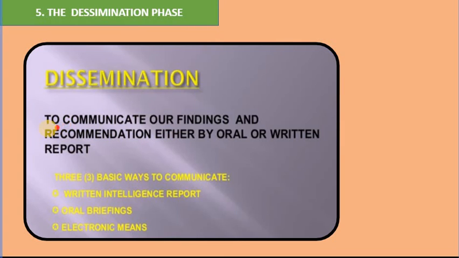Ayan. So, dissemination means to communicate our findings and recommendation either by oral or written report. So, there are 3 ways to communicate. Sabi nga niya, is either written intelligence report, either by oral or by electronic means. We have 3 ways to communicate. Written intelligence, pwedeng nakaprint, ibibigay mo na. Pwedeng oral, pwedeng kakausapin mo lang. And then, we have the last one, electronic, pwedeng send through email.